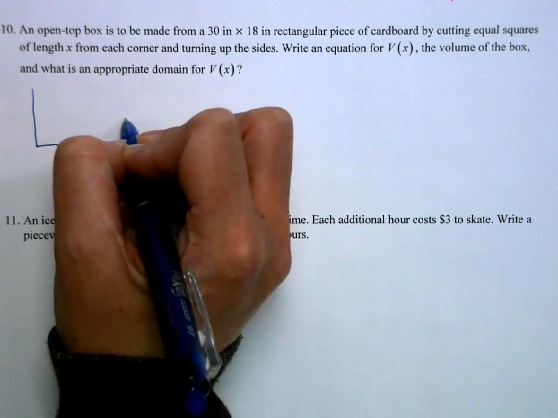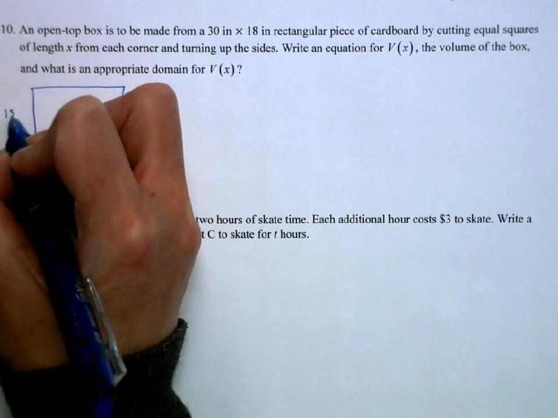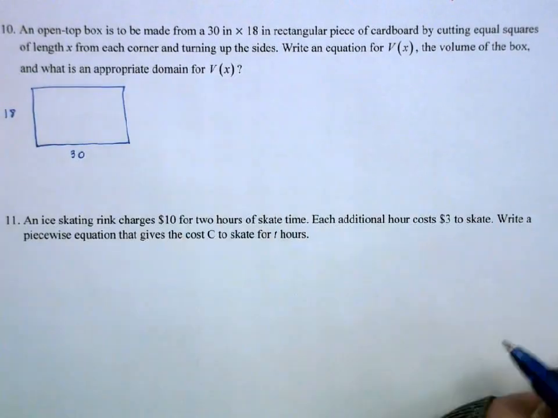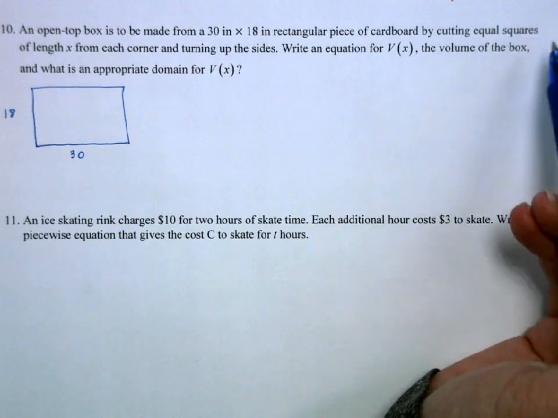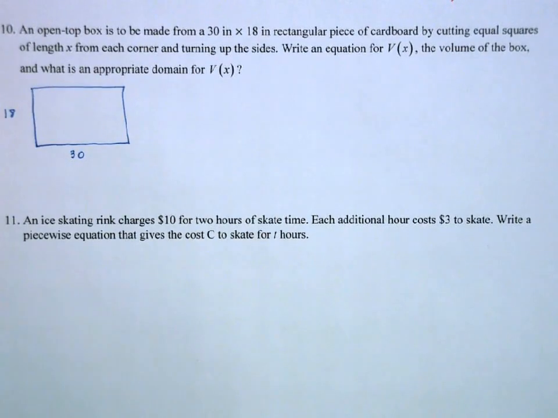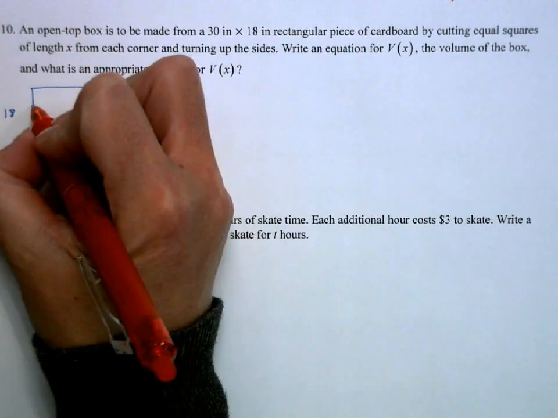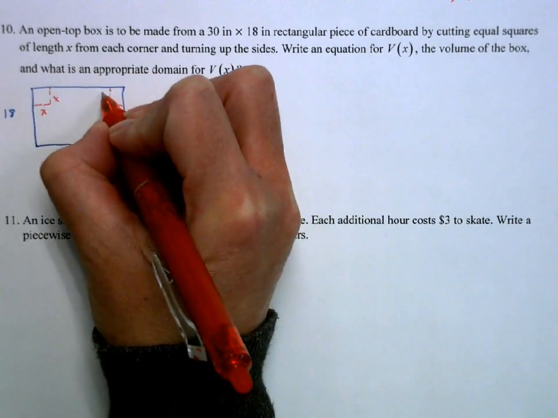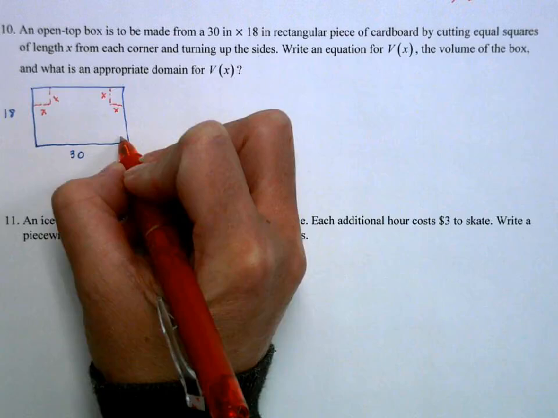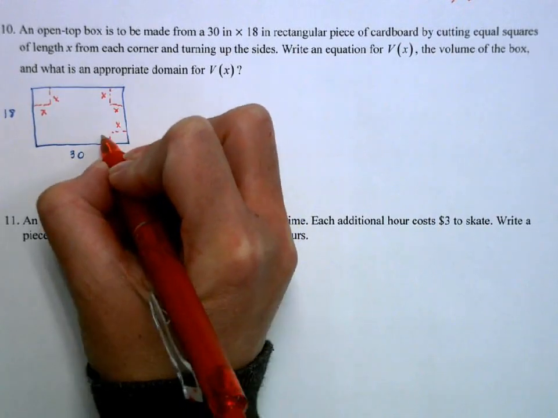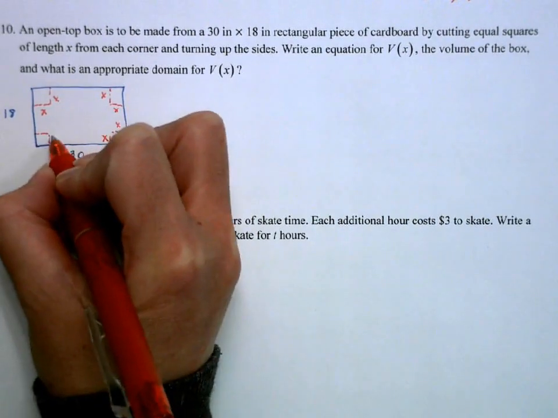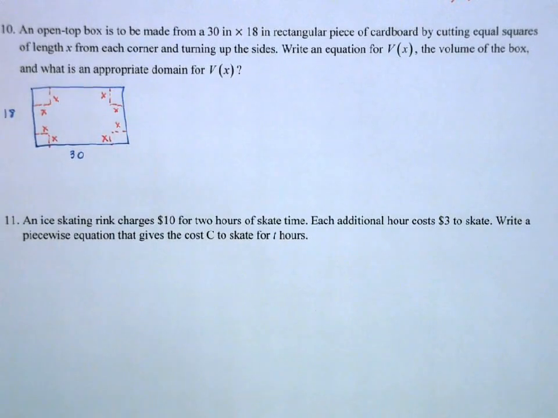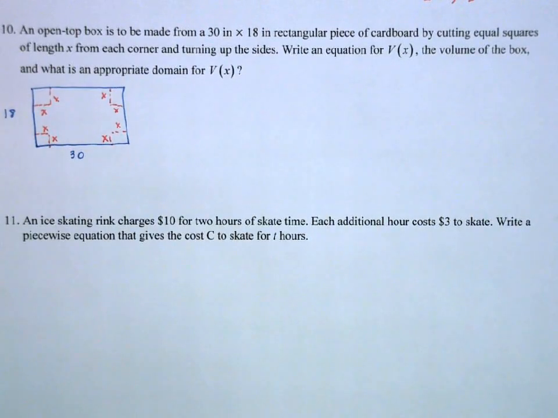Or a piece of cardboard, by cutting equal squares of length x from each corner. So we're going to take a little chunk out of each corner and then fold those up, which is going to make our open-topped box. So we're told, write an equation for v of x, the volume, and what is the appropriate domain?